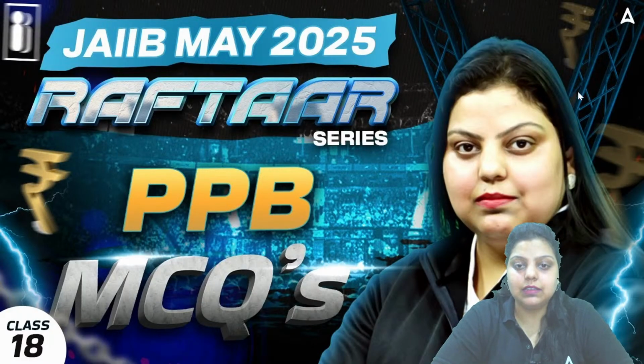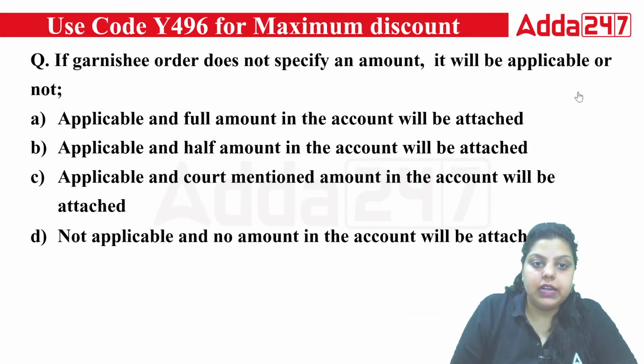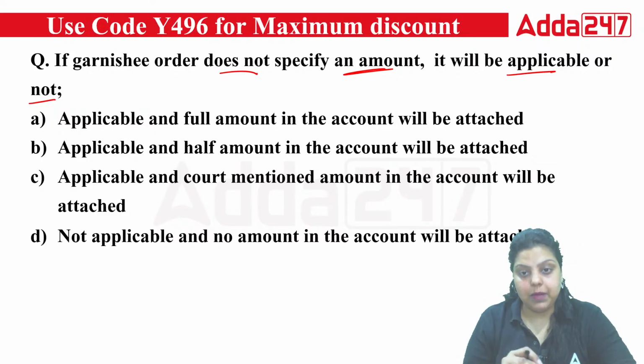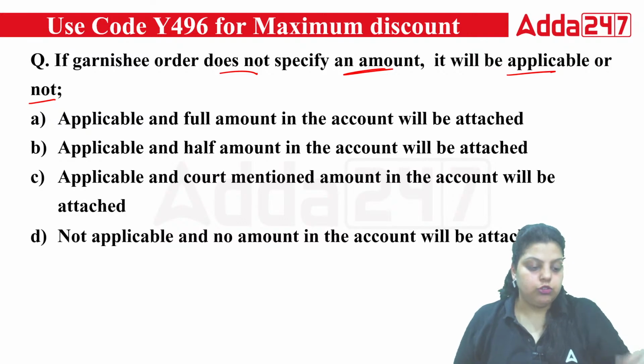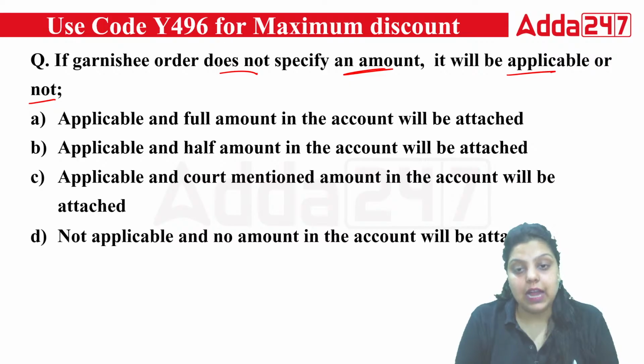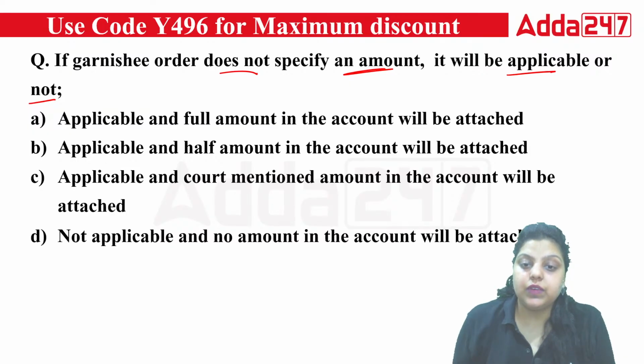Let's start the session with the very first question, which is about: if the garnishee order does not specify an amount, will it be applicable or not? Let's say a certain bank has received a garnishee order and the order has not defined the amount in it. In that case, will we apply that garnishee order on the account of a customer or not?